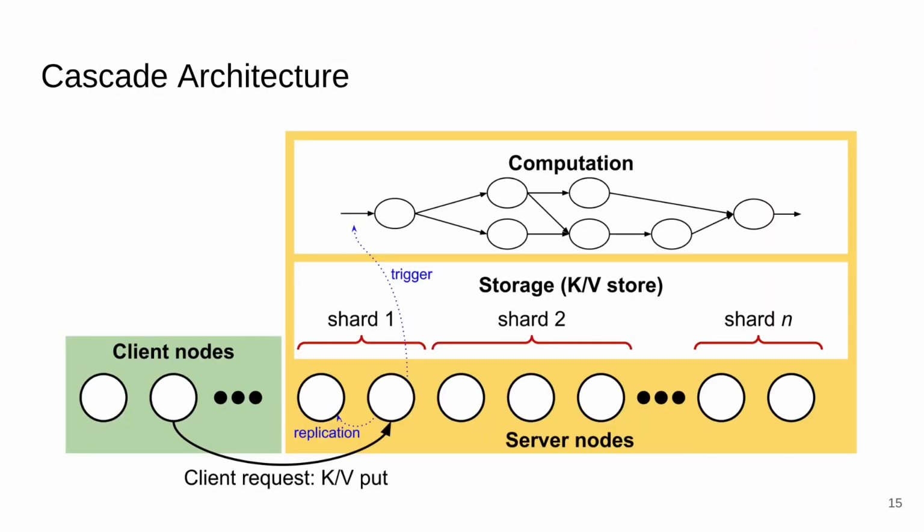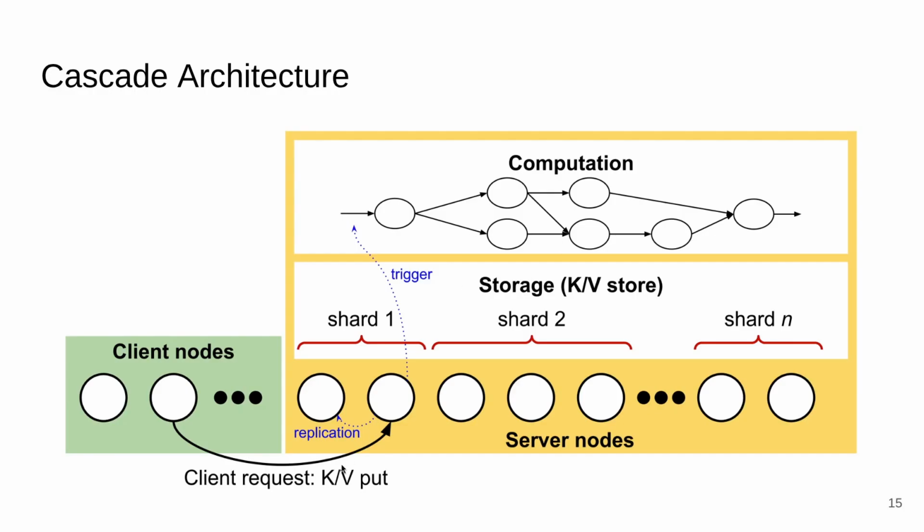One specific feature of Cascade that is important here is that Cascade is based on a key value store, and how the placement of these key value pairs, these objects, is done is based on the key. Cascade will just take the key of the object, hash it, and then decide where it goes based on the hash. So it's a consistent hashing mechanism. But that's also used to decide where computation is going to run.